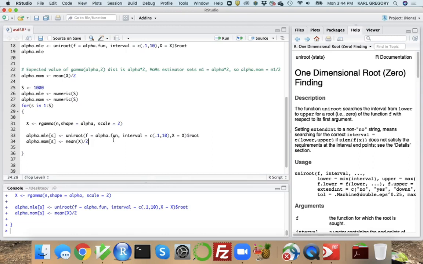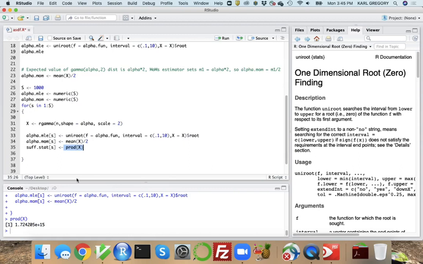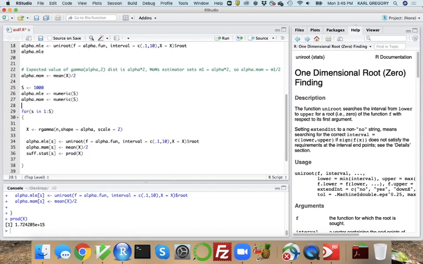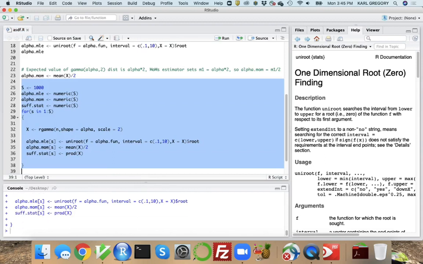Part of why I wanted to do this simulation was also to show us how the maximum likelihood estimator of alpha depends on the sufficient statistic. Our sufficient statistic was the product of the x's. This product takes x1 times x2 times x3 and so on. So let's do the product of the x's, and I need to create an empty vector to store my sufficient statistic. So numeric s. Let me run through all that.